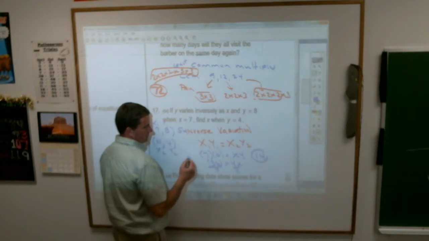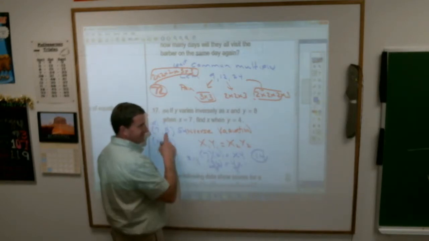What is it next to the 7 in the parentheses? 8. No, in the blue, at the bottom. 8.